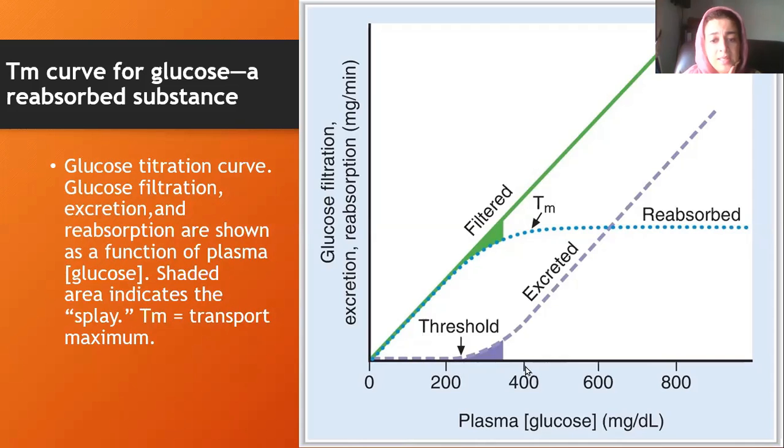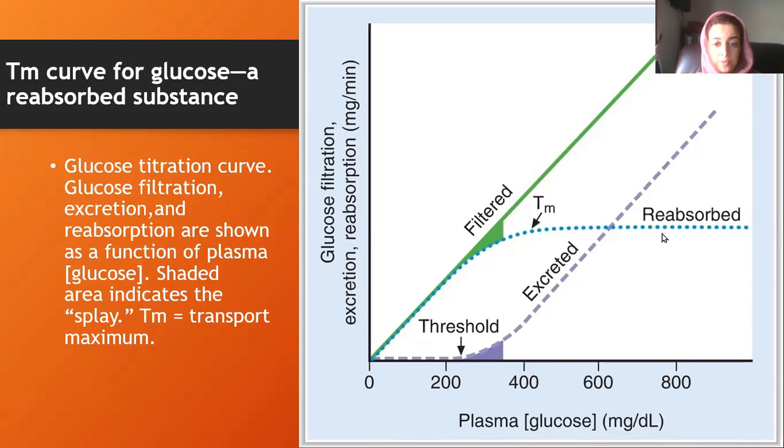And there is no excretion till about 200, 210 milligram per deciliter, although filtration is taking place. And after 350 milligram per deciliter of sugar level, excretion becomes proportional to filtration. Between about 210, 220, 250 and this 350, there is a gradual increase in urine concentration of glucose. And after that, there's a steady increase matching the filtration rate. There's a direct proportionality between filtration and excretion.